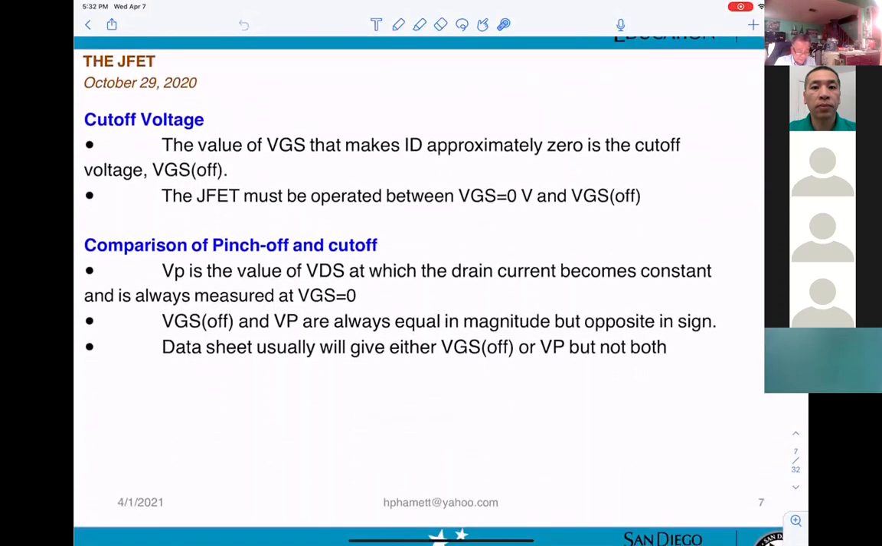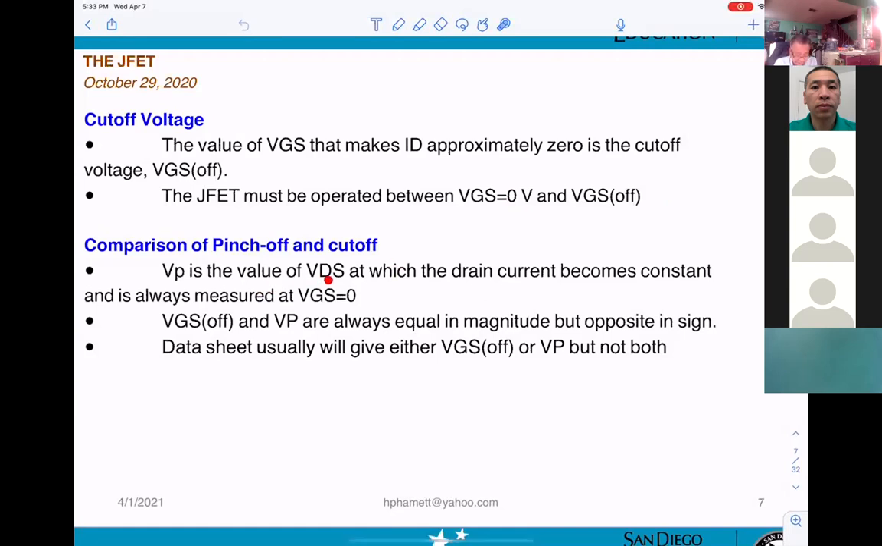Cutoff voltage: the value of VGS that makes ID approximately zero is called the cutoff voltage, VGS off. Remember, at VGS off, ID equals zero. The JFET must be operated between VGS equal to zero and VGS off. Now a comparison of pinch-off and the cutoff.